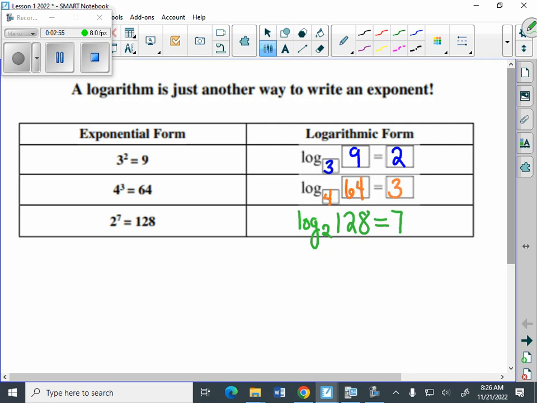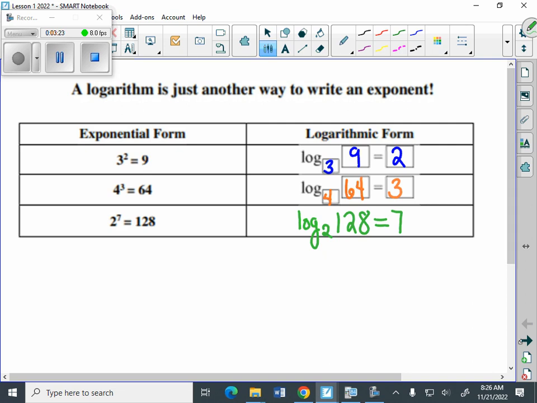In terms of reading these logarithms, and I do have this in the notes momentarily, our first one is log base 3 of 9 equals 2. And the second one is log base 4 of 64 equals 3. And the third one is log base 2 of 128 equals 7.